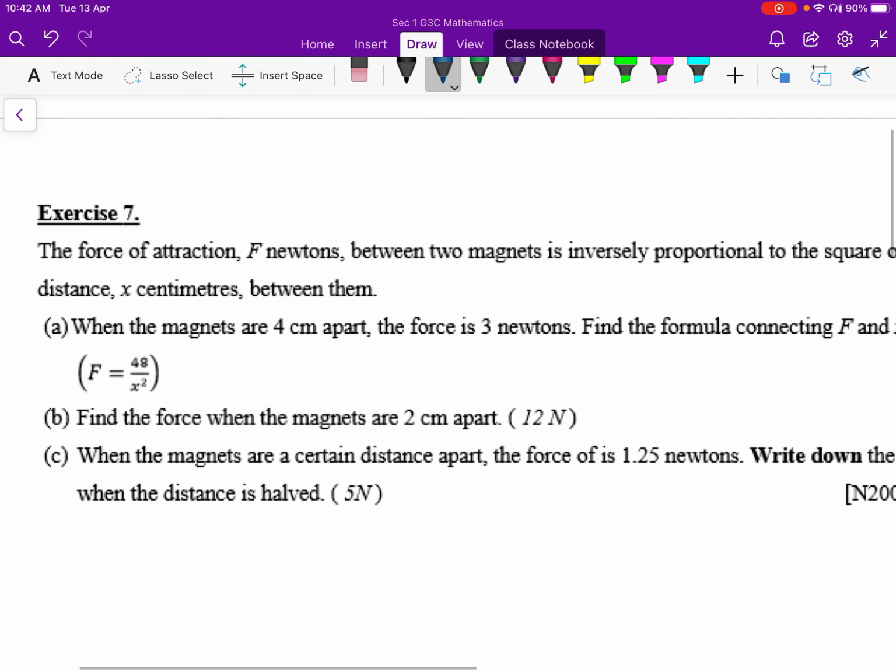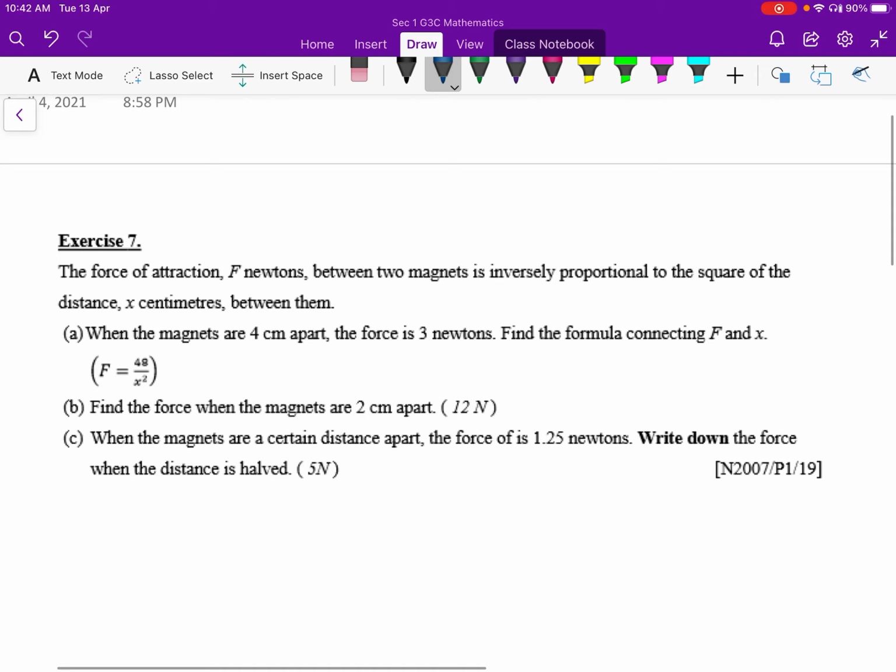Okay, another example, magnets. So force of attraction between two magnets, again, inversely proportional to the square of the distance. Very common recurring theme, square of the distance. Inversely proportional to square of the distance. So F equals to K over X squared. First time we can write that already. So when the magnets are 4 cm apart, the force is 3 newtons. We can substitute in the values. 3 equals to K over 4 squared.